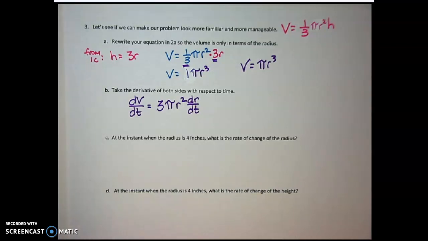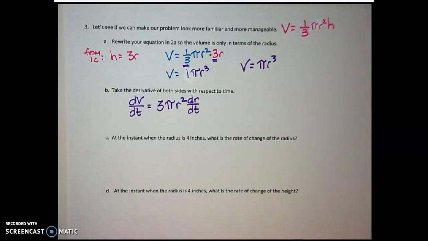Taking the derivative of both sides with respect to time, the derivative of V is 1, but with respect to time we need that dV/dt, equals the derivative of, again the chain rule, so 3 pi r squared, times the derivative of the inside, that r, with respect to time, which is dr/dt. So now, at the instant when the radius is 4 inches, what is the rate of change of the radius?